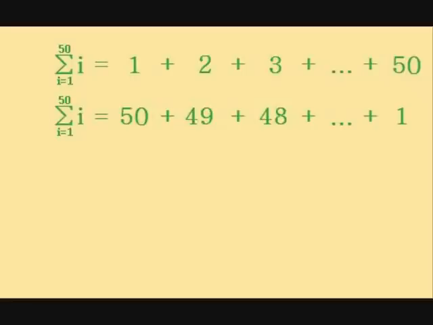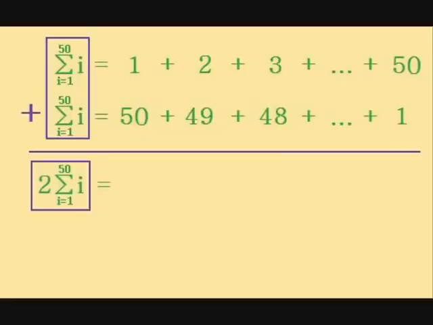Now I'm going to add the top line, that is the sum forwards, to the bottom line, that is the sum reversed, and we'll see what happens. Starting with the left hand side, if we add the sum to itself, we just get 2 lots of it.